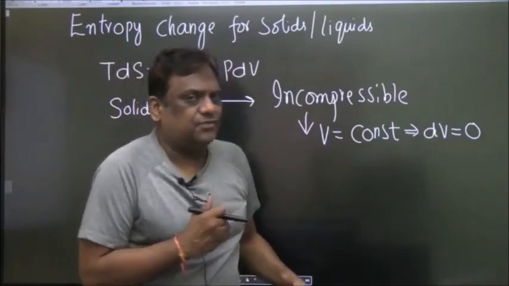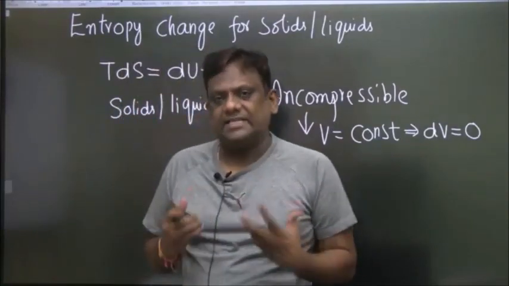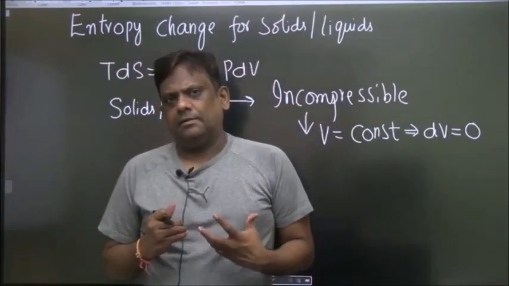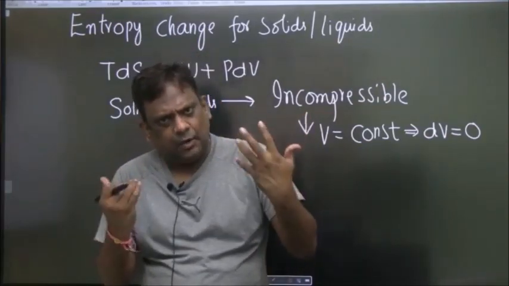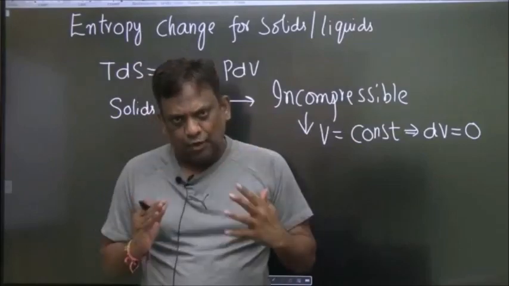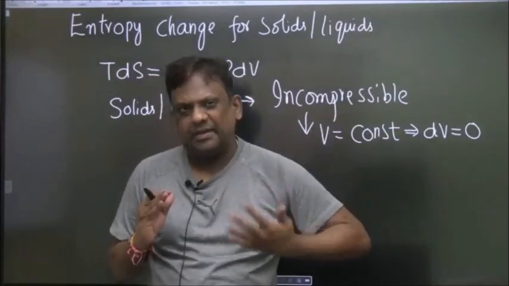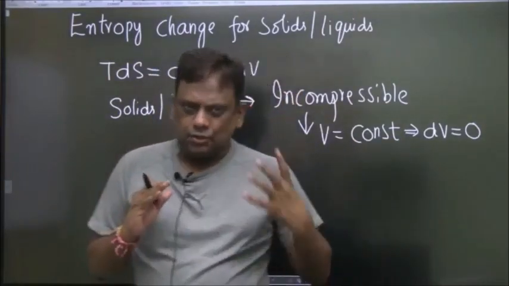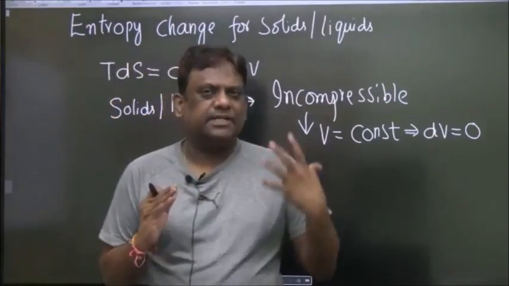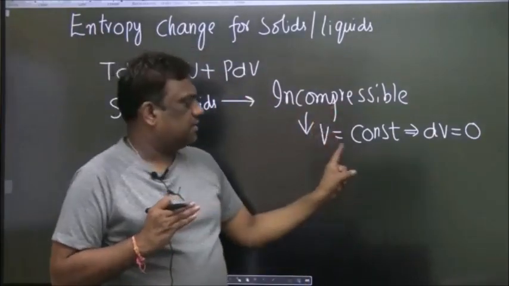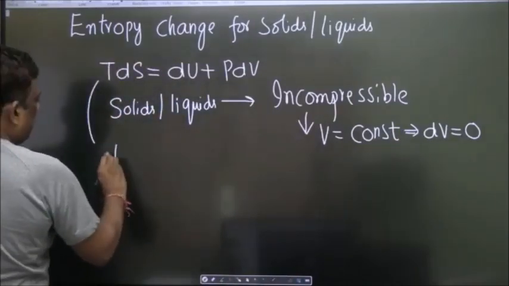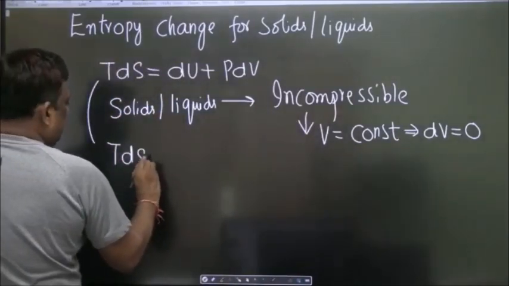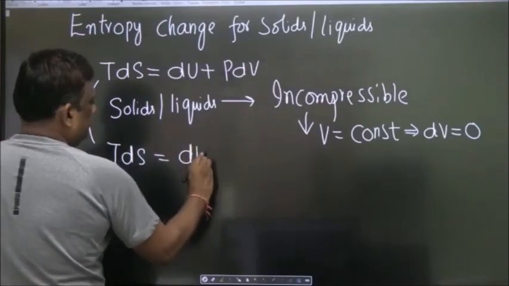I cannot apply this incompressible theory for gases because in case of gases, when a process is carried out, there is a significant change in volume. So change in volume cannot be equated to 0 for gases. So whatever I am giving now is for liquids and solids. They are incompressible, the volume is constant, so change in volume is 0. Therefore, TdS is equal to dU.